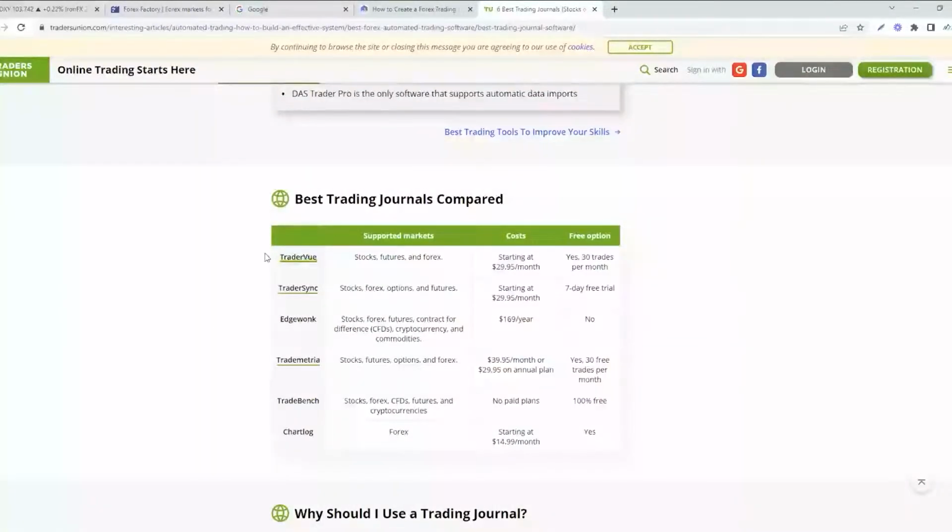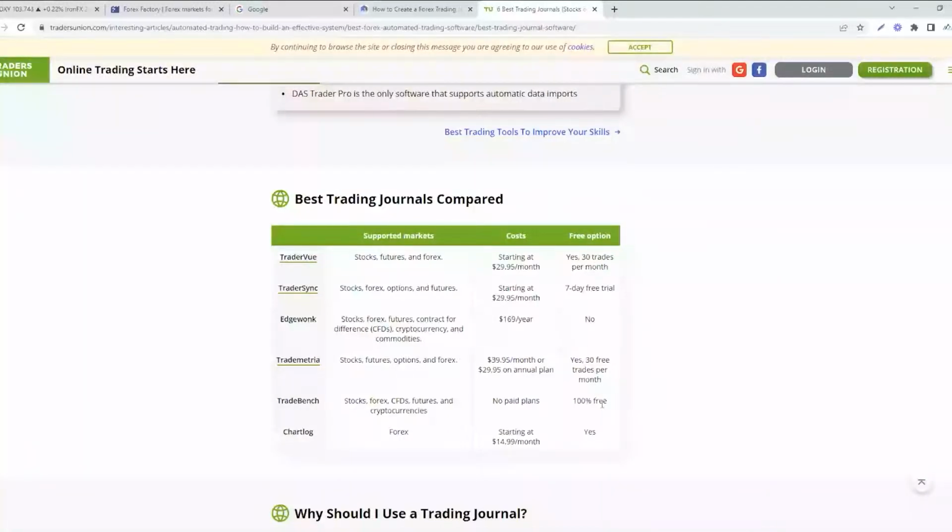So here we have Trading View, Trader Sync, Edgewonk, Trade Metria, Trade Bench, and Chart Log. It tells you what the supported markets are. For example, you've got stocks, futures, and forex here. For Trader Sync, you have stocks, forex, options, and futures. Edgewonk, you've got CFDs, and so on and so on. And then you also have the estimated cost, and some of them do have a free option as well.